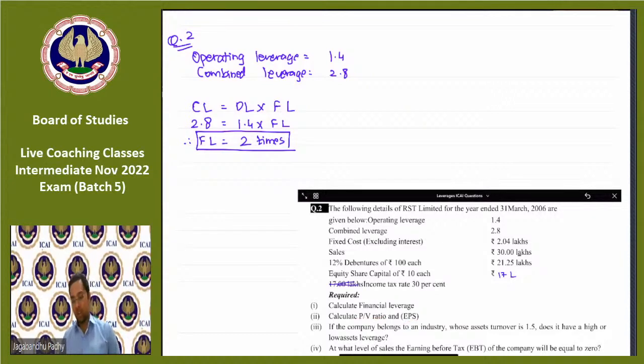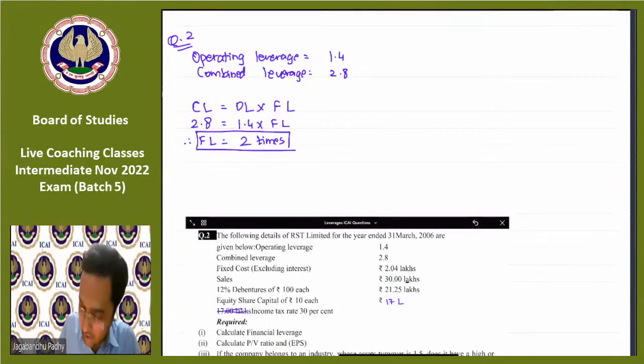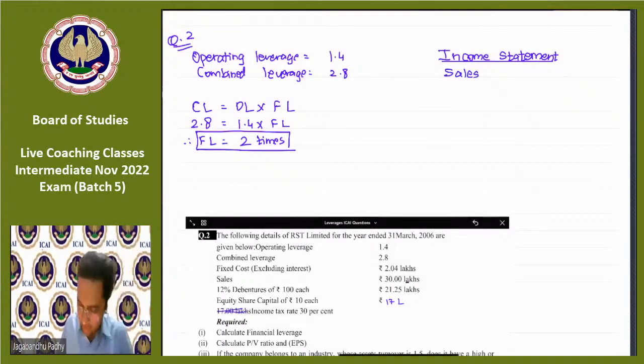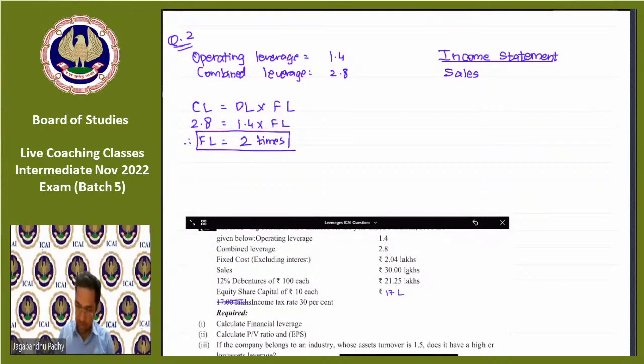Simple calculation. Now it asks us to compute even the PV ratio and the earnings per share. To compute these, obviously we need to first prepare the income statement. So let's prepare the income statement for this company, starting with sales. Is the figure of sales stated in the question? Yes, sir. Sales is stated as 30 lakhs. Okay, great. We have sales of 30 lakh.